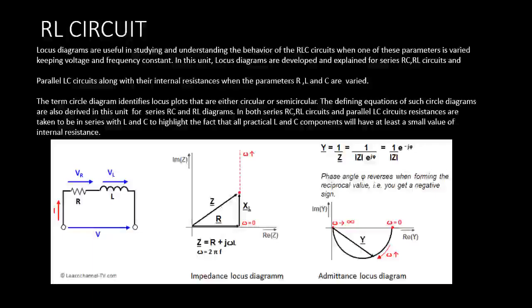If Y equal to 1 by Z, that equals 1 by magnitude of Z, where magnitude of Z equals the square root of R square plus XL square. We can see here the admittance locus diagram, sorry, a semicircle. When forming the reciprocal value, you get a negative sign, where it is downwards impedance and reactance. The admittance locus, where omega goes from infinity to omega equal to 0, forms a semicircle.